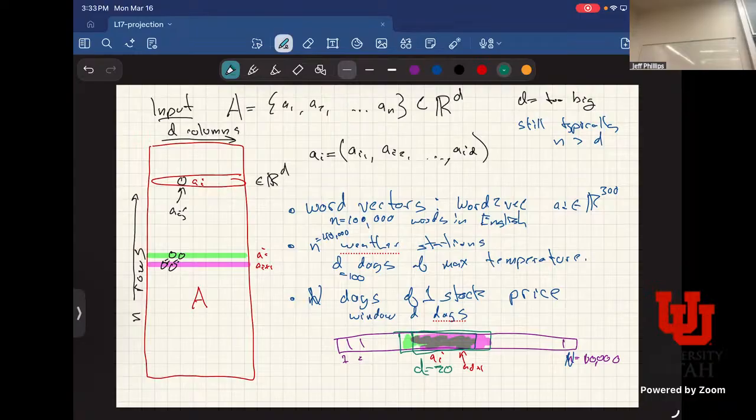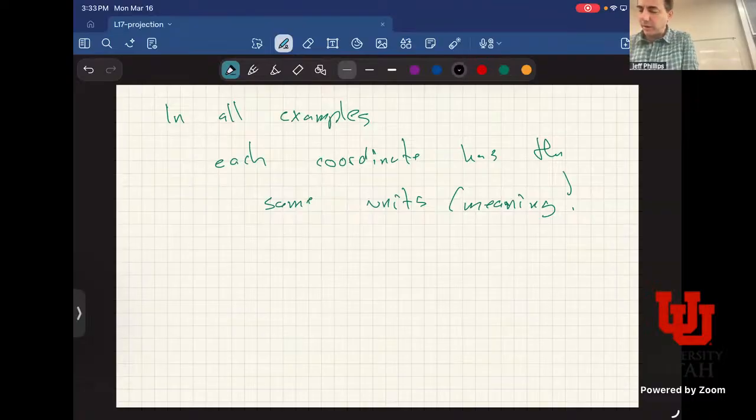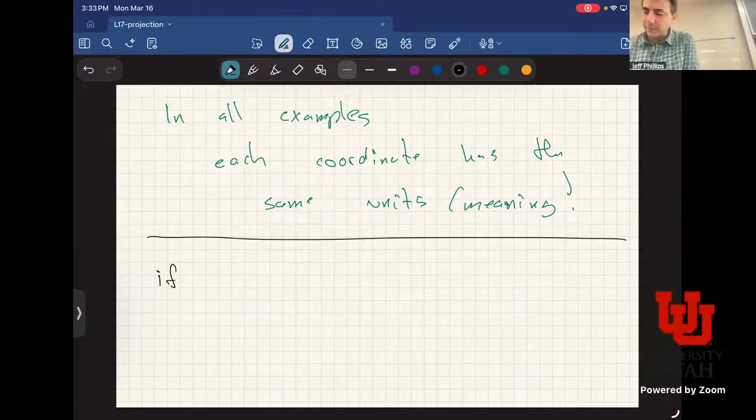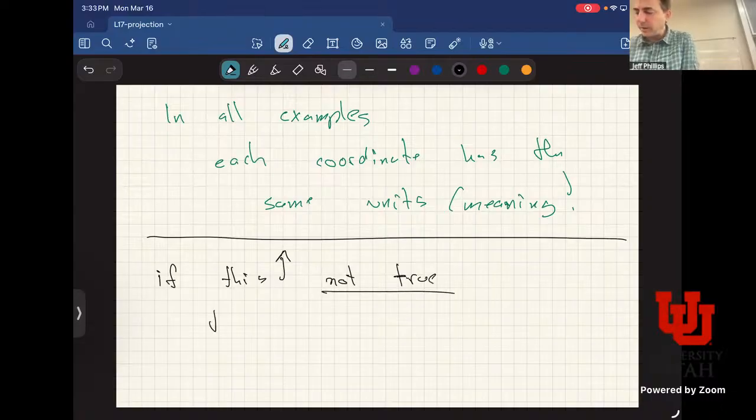In the word vector embeddings, it's a little bit harder to see. They don't really have meanings by themselves, but they're learned in some way so that the distance makes sense and the individual coordinates can be directly compared against each other. Okay, and so for all the data we want to do dimensionality reduction, we need to have this property. Okay, so if this property is not true, then do not apply dimensionality reduction.